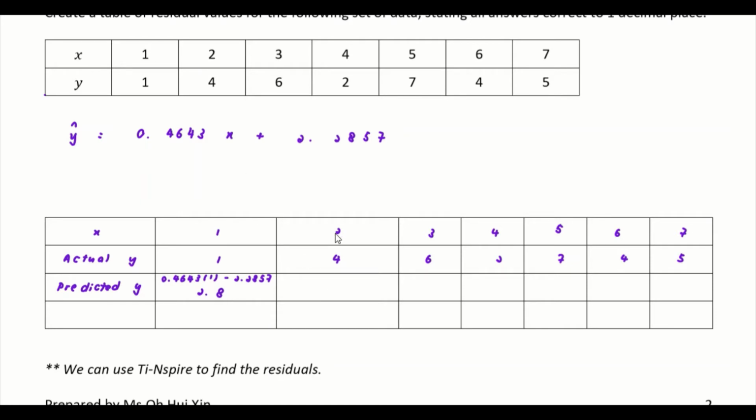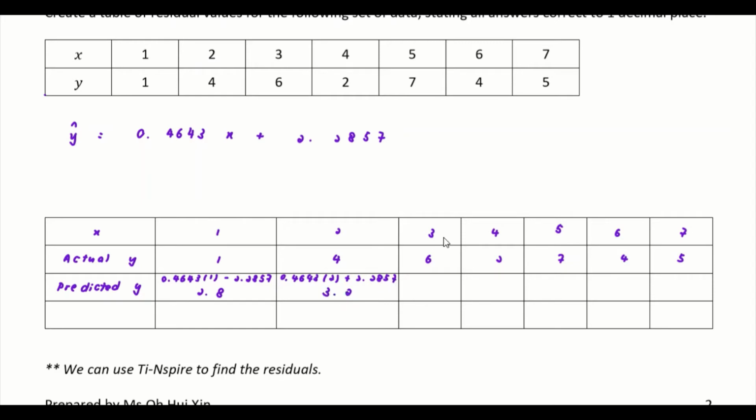So same thing for the second one, your x is 2. So for us to find the prediction, we need to substitute 2. So 0.4643 multiply 2 and then plus 2.2857. Okay, so from here then we can get 3.2.